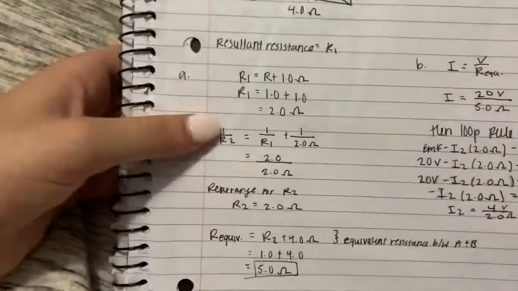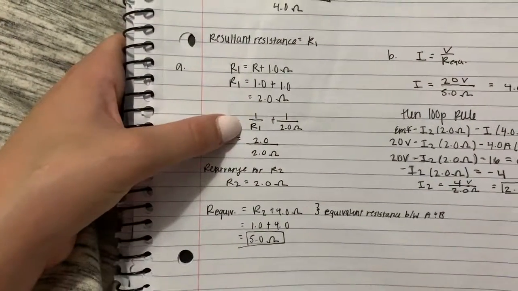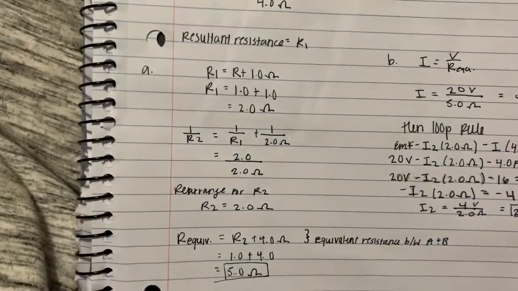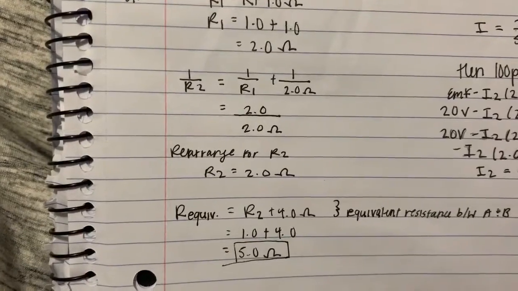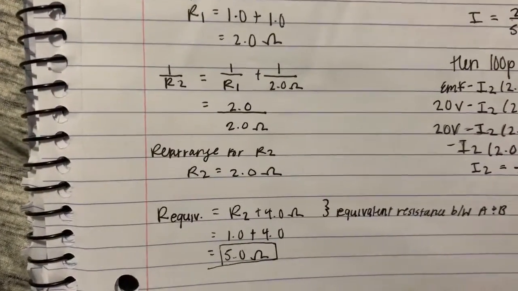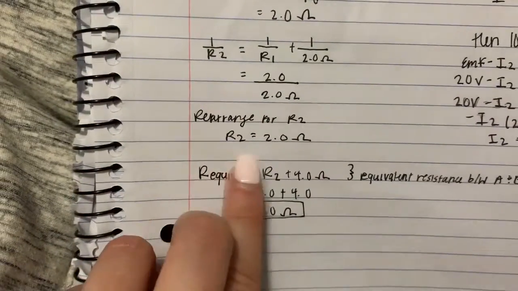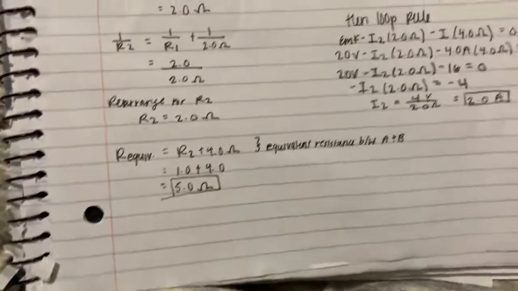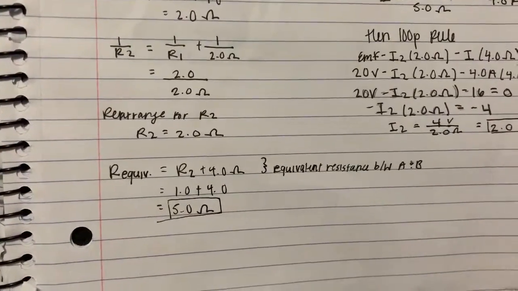And then we come down and we write 1 divided by R2 is equal to 1 divided by R1 plus 1 divided by 2.0 ohms. And that's going to give us 2.0 divided by 2.0 ohms. So we end up rearranging all that to solve for R2, and R2 is equal to 2.0 ohms. The next thing we do is we find the equivalent resistance between points A and B.